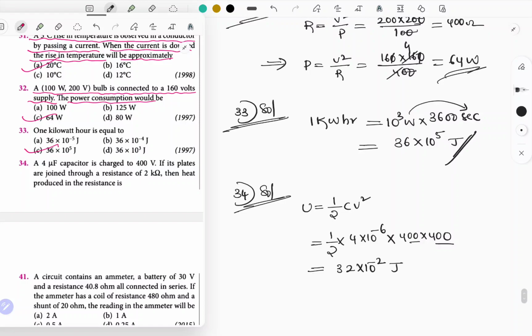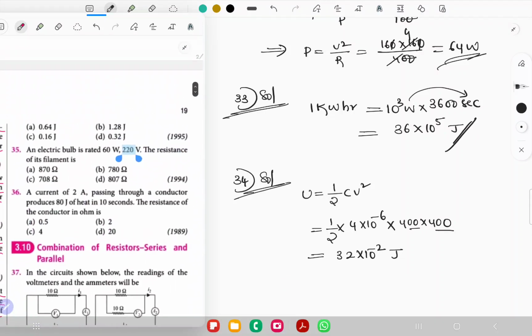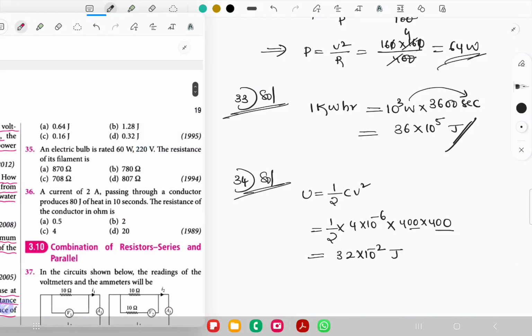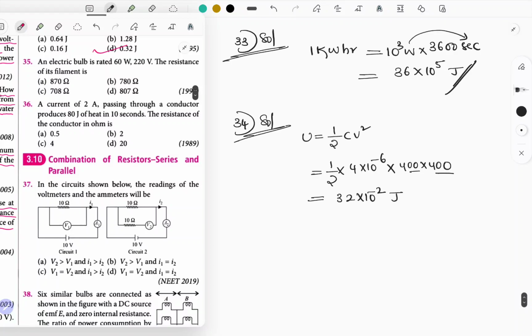So this energy will be dissipated in the resistor. They are asking heat produced in the resistor. So whatever the amount of energy stored, that will dissipate in the resistor. Which option matches for question number 34? Option D is the correct answer. Got it? Next, an electric bulb is rated 60 watt, 220 volts. The resistance of this filament. Okay, question number 35. They're asking resistance of the filament, right?